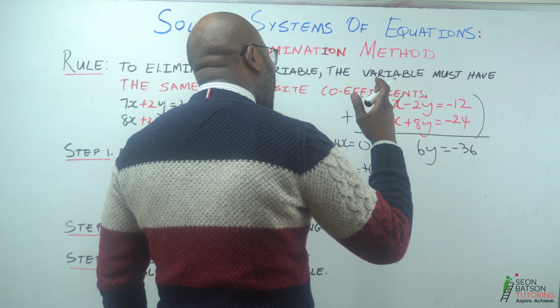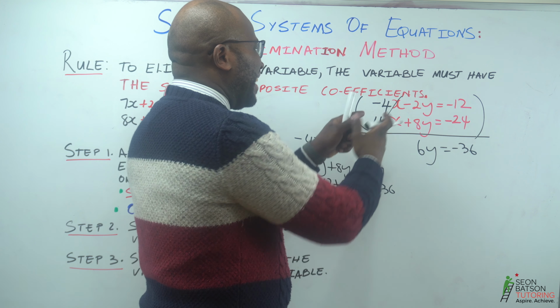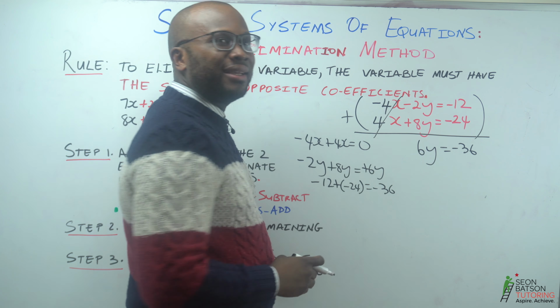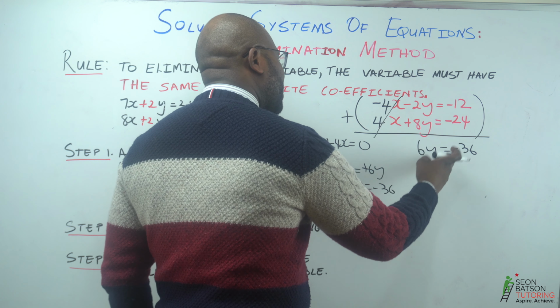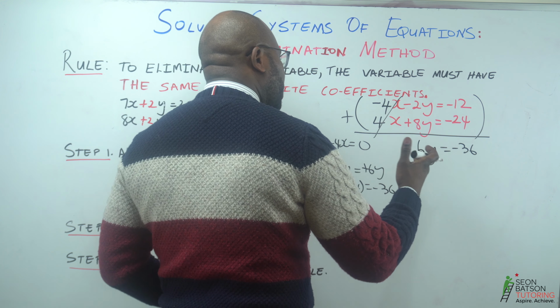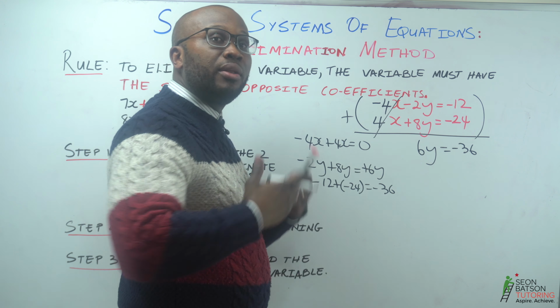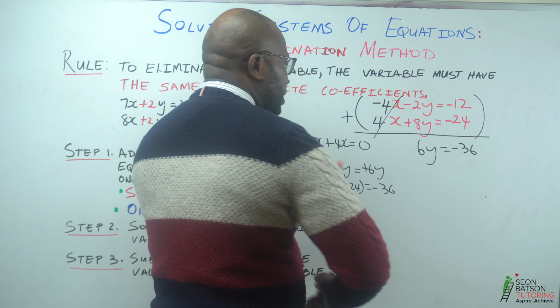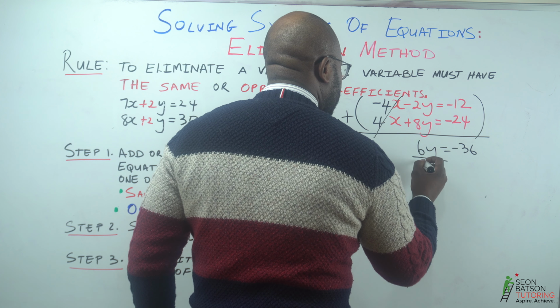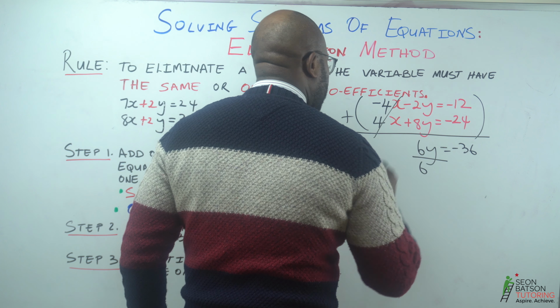So after adding the two equations, the x is gone, and we are left with just the y. Yes, we have 6y is equal to negative 36. So now we are going to solve for the remaining variable, which is the y. To solve for y, we just have to get rid of the 6. To get rid of the 6, we will divide by 6, because the 6 is multiplying the y.